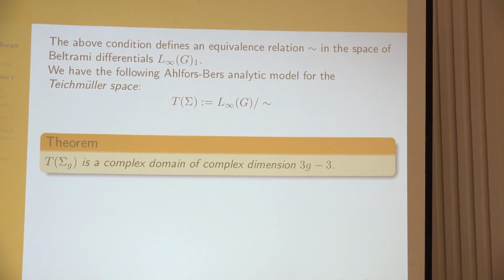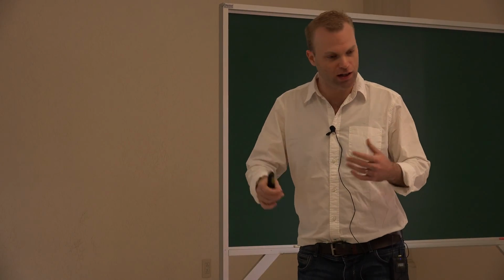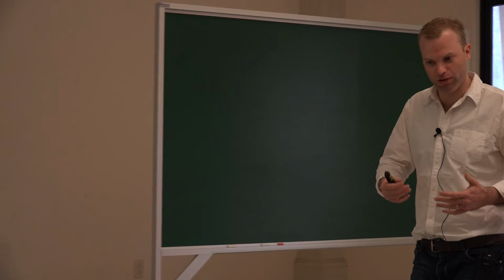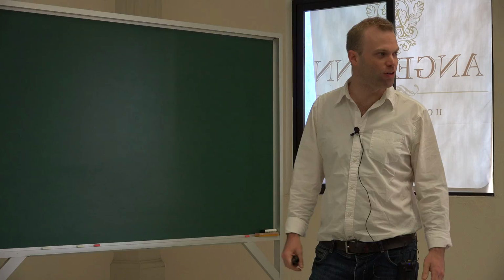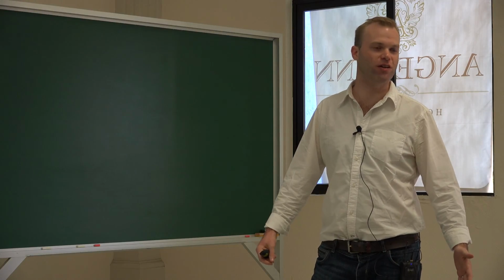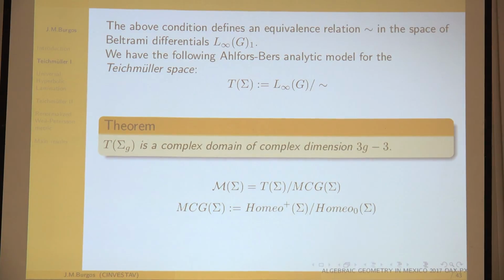It's a very deep theorem that the Teichmüller space is a complex domain of complex dimension 3g minus 3. Very deep theorem because the moduli space is an orbifold. We have these orbifold points that don't allow us to work very comfortably. And the Teichmüller space is just a ball in complex space. It's the nicest thing you can think of.